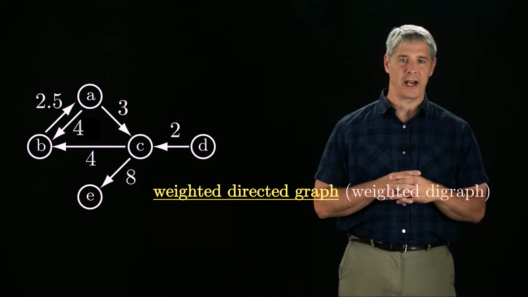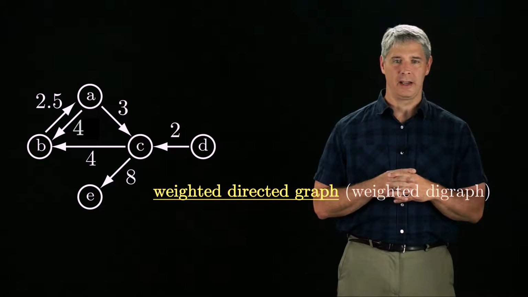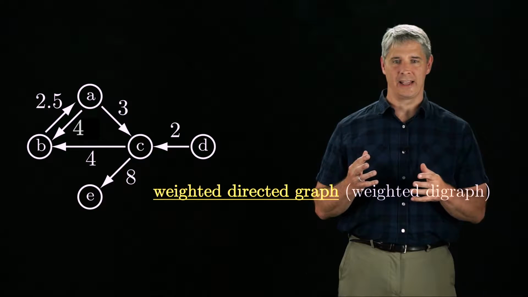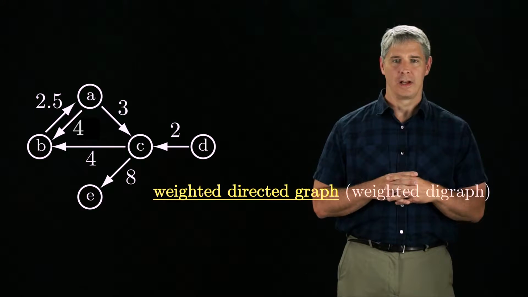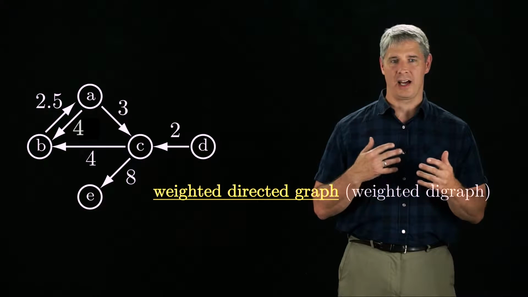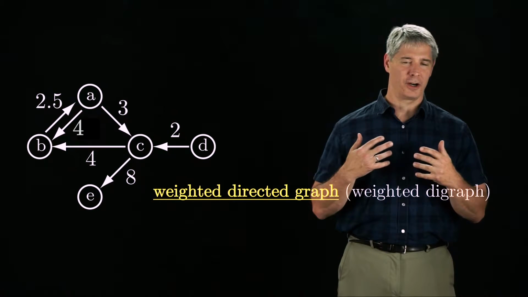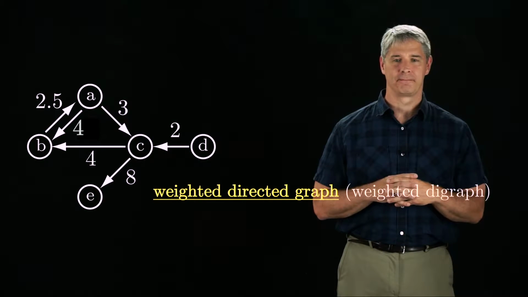Edges can also be directed, as you see in this weighted directed graph. Here, it is possible to go back and forth between nodes A and B, but it's less costly to go to A than it is to go to B. Also, we can see that it is possible to go from node C to node E, but it is not possible to go from node E to node C. A directed graph is often called a digraph for short.